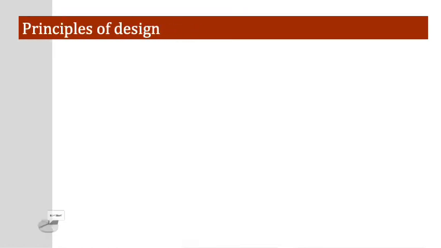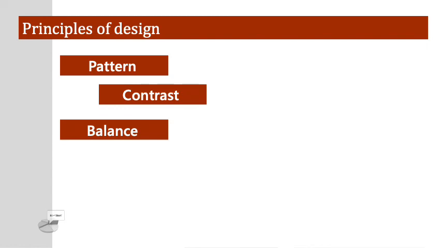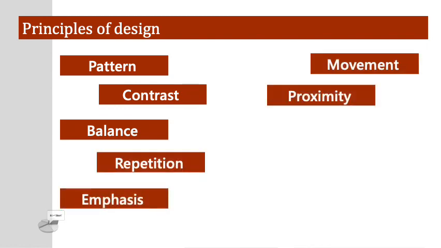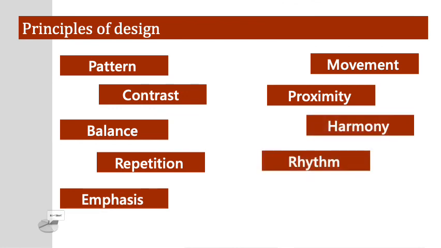So now that we know about composition, I guess you now have a basic understanding of what composition is, so we can start tackling the principles of design. In this lesson, we have 10 principles of design to focus on. And these constitute the pattern, the contrast, the balance, repetition, emphasis, movement, proximity, harmony, rhythm, and of course the proportion. We'll be discussing all of this in the next video.